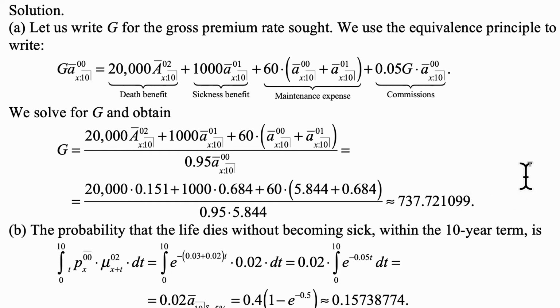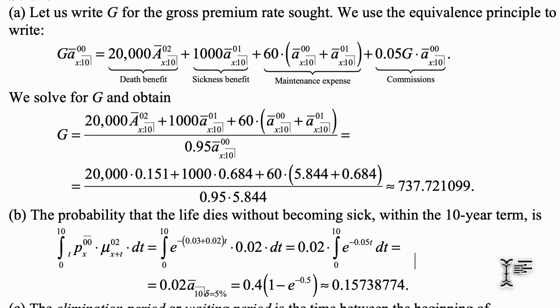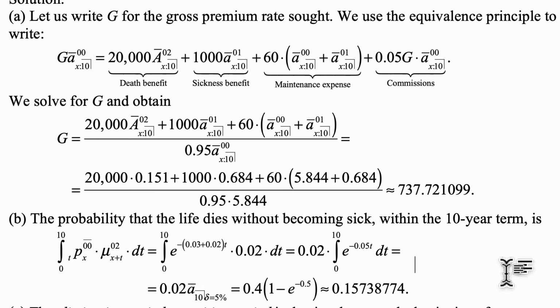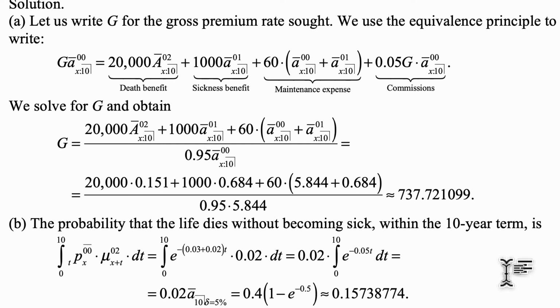And that's equal to the integral from 0 to 10 of e to the minus 0.03 plus 0.02 t. And I didn't have the minus, I just corrected it, I apologize, times 0.02 dt. And that's equal to 0.02, we just factor it out, times the integral from 0 to 10 of e to the minus 0.05 t dt. That's just 0.02 times A bar angle 10 at delta equal to 5%. And that's 0.4 times 1 minus e to the minus 0.5. That's approximately equal to 0.15738774.